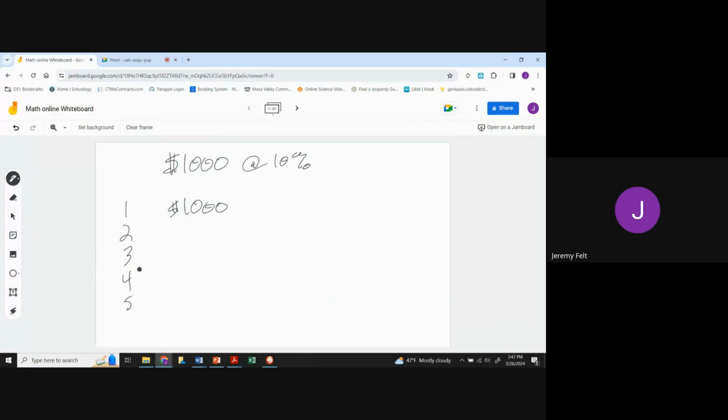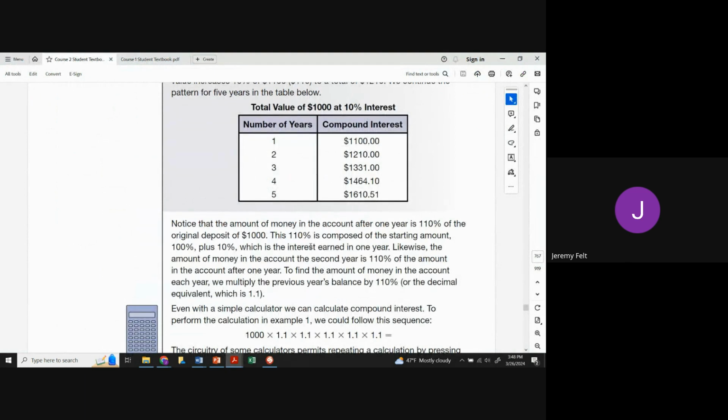So we got all those numbers where we have 1,100. Year 3 was 1210. Year 4 was 1331. Year 5 was 1464. Oh, and we didn't do year 5. It was this number times 1.1, which gives us that number.